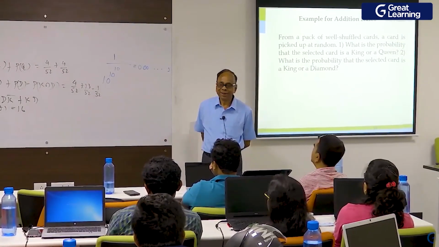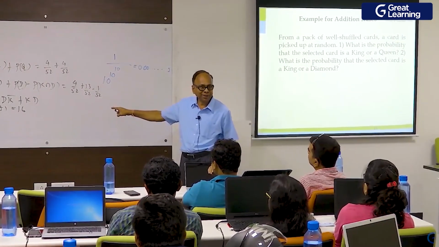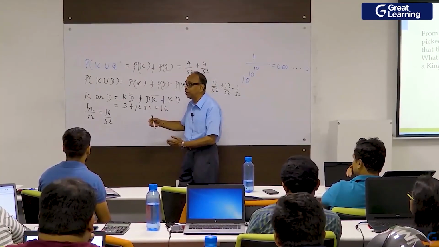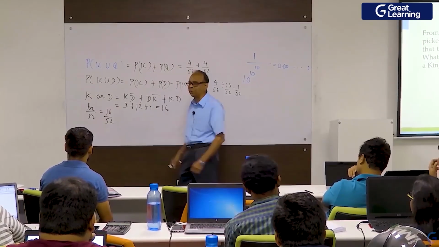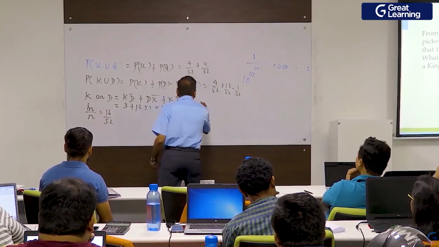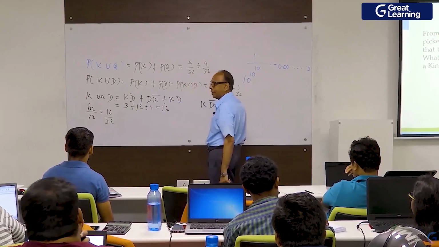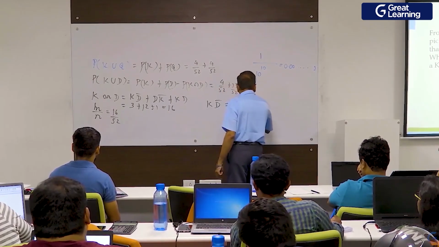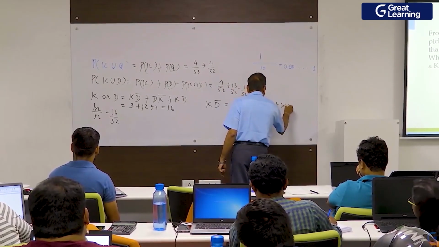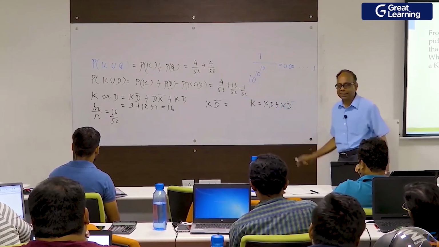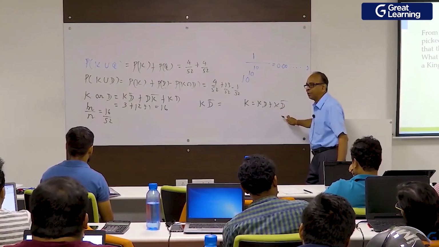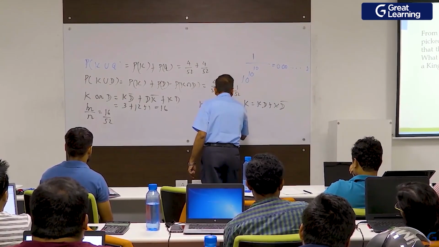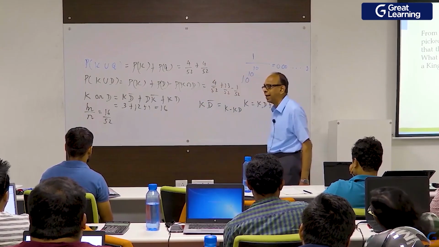You get the point? This is the crux of the matter. Anybody in the world will have no confusion. I have reduced them to mutually exclusive, collectively exhaustive events. Now I will show you KD bar is equal to, you know, K is equal to KD plus KD bar. Association: either it is associated with the D or without this. Therefore, KD bar is equal to K minus KD. KD bar is equal to K minus KD.